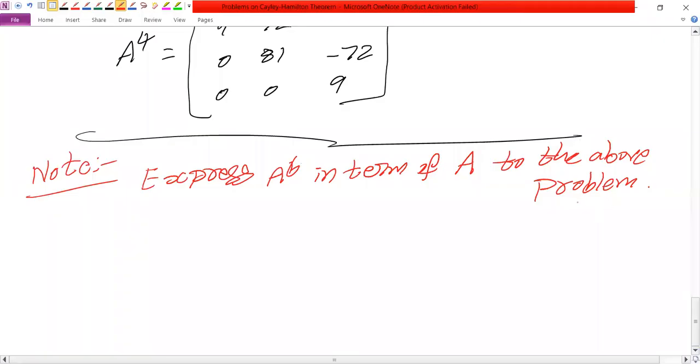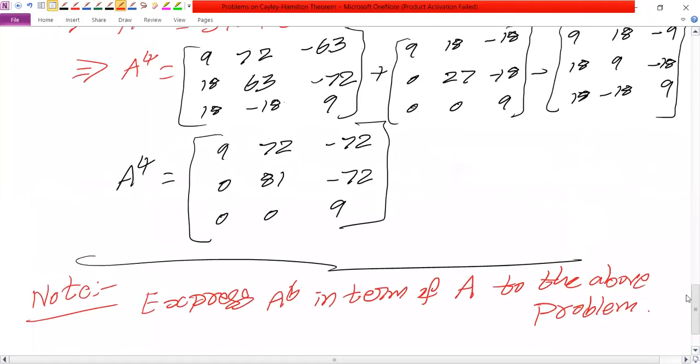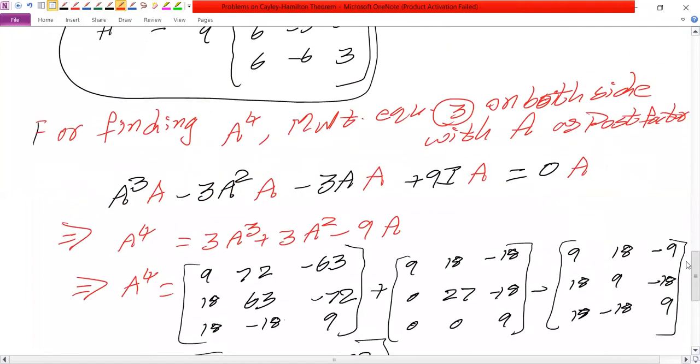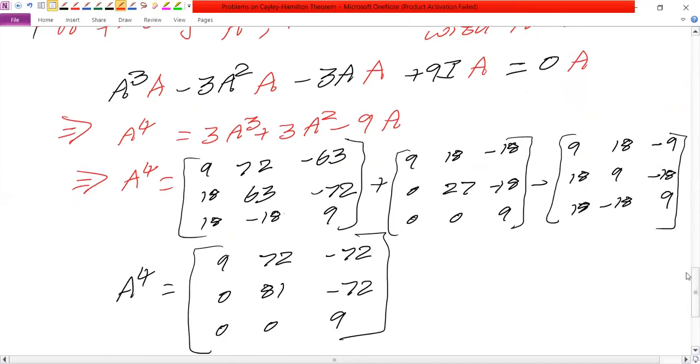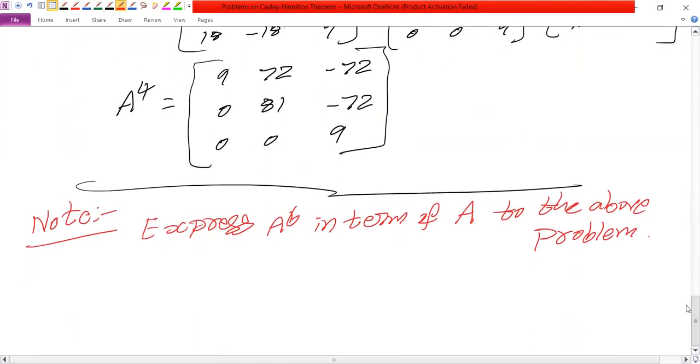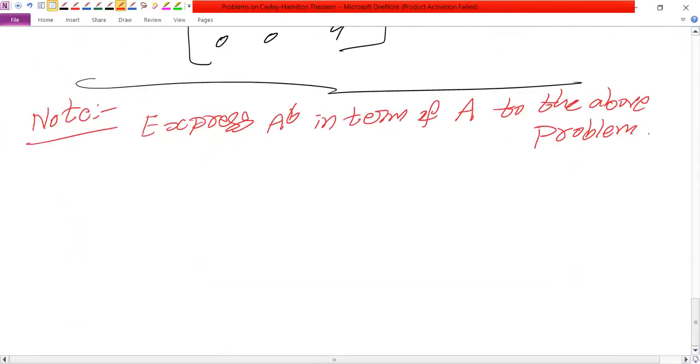Something just now we got it. By using Cayley-Hamilton theorem, we got A power 4. How we got A power 4? By multiplying equation number 3 on both sides with capital A. So we got an equation, from that getting A power 4, and finally we are finding A power 4. But now in this problem, what they're asking is to express A power 6 in terms of A.